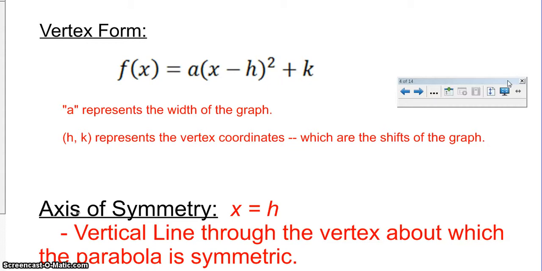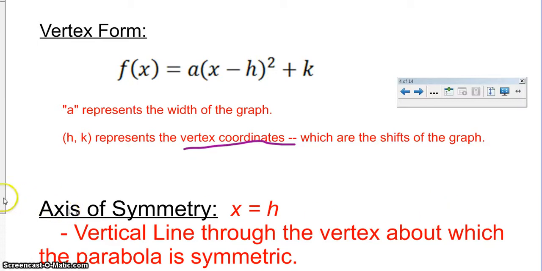So let's also take a look at vertex form. Vertex form, we dealt a lot with in this past section looking at transformations. So again, a represents the width of the graph. The h and the k tell you the vertex coordinates, and whether it's shifting left, right, up, down.